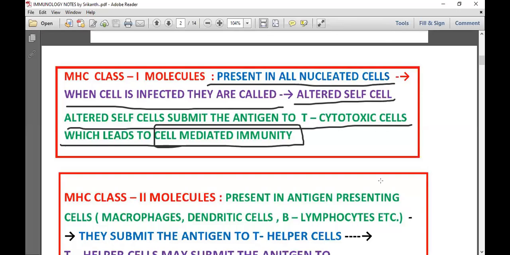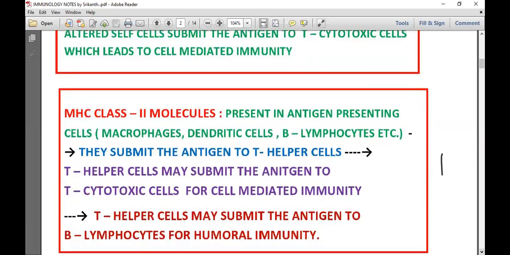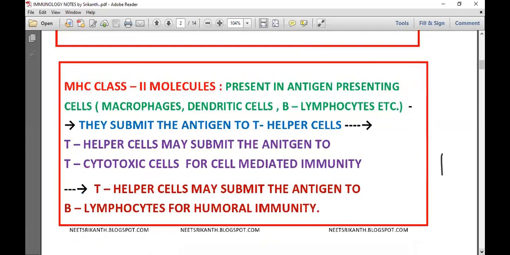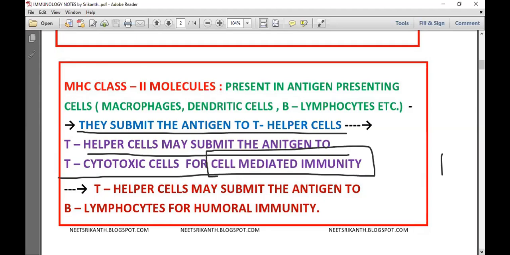The second possibility is with MHC class 2 molecules. MHC class 2 molecules are present in antigen presenting cells like macrophages, dendritic cells, and B lymphocytes. They submit the antigen to the T helper cell, and the T helper cell may submit the antigen to the T cytotoxic cells for cell mediated immunity, or to the B lymphocytes for humoral immunity.